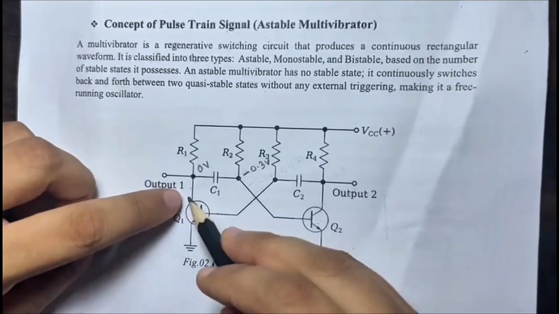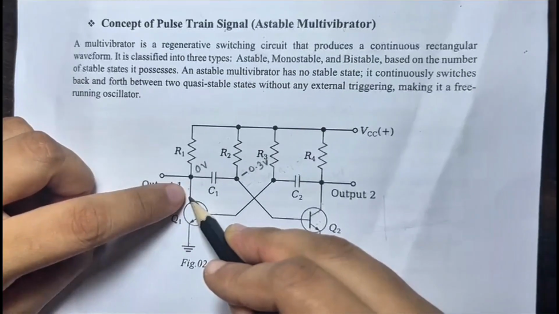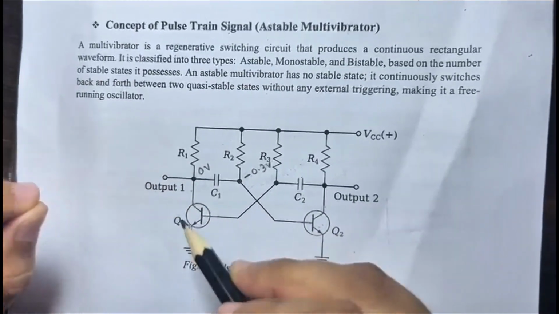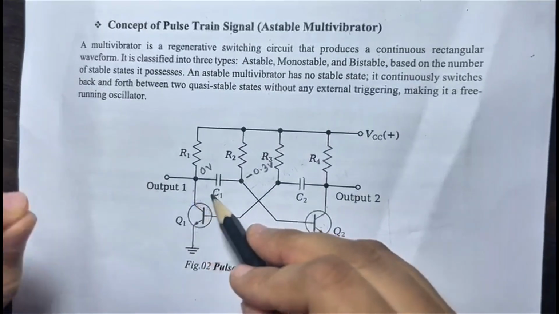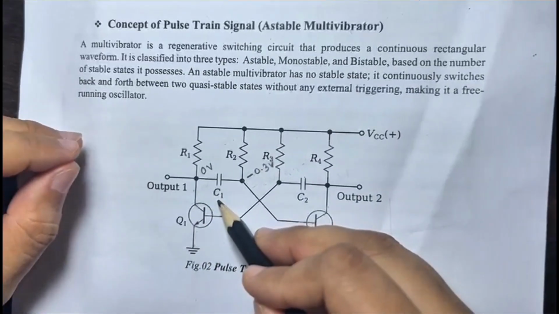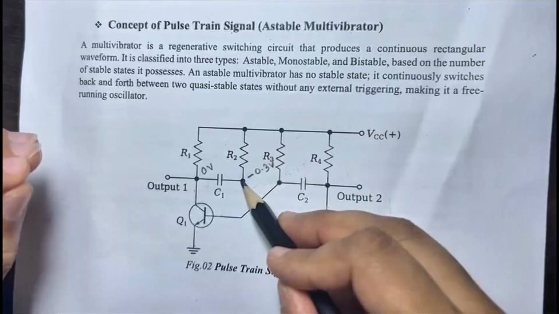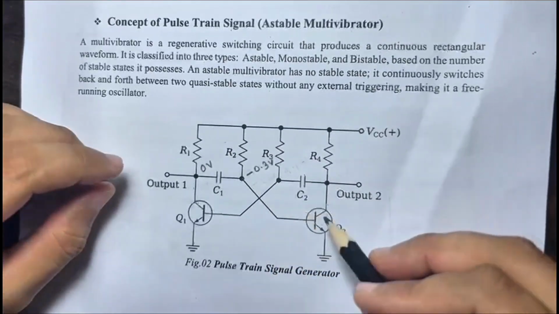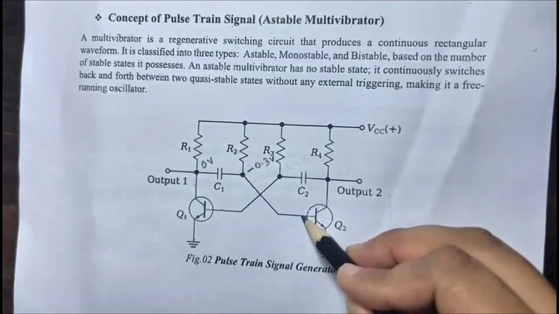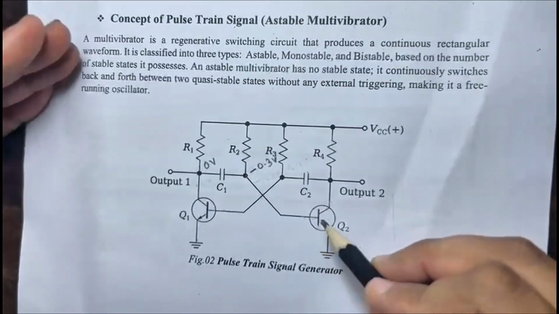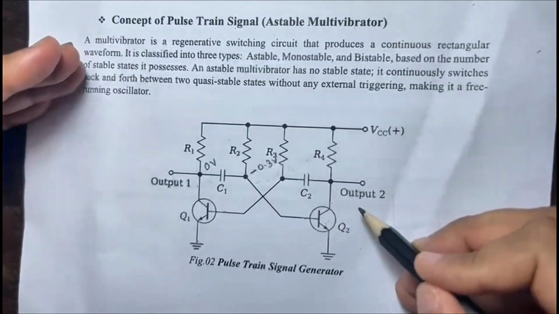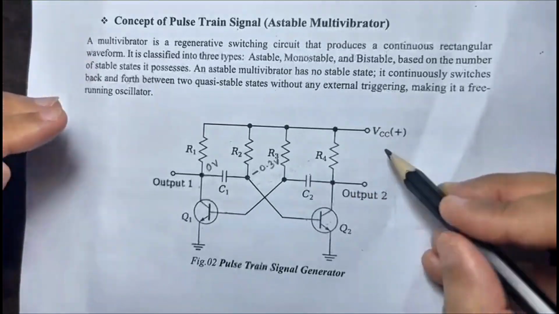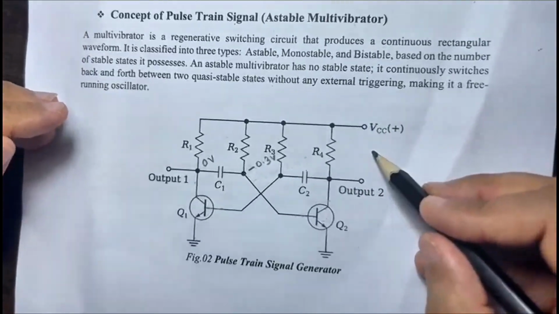That means the voltage of the collector terminal will be equal to the voltage of the base terminal, that is 0 volt. That means the positive side of the capacitor C1 will be 0 volt and the negative side of the capacitor C1 will be minus 0.3 volt. As the negative side of the capacitor C1 is connected to the base of the Q2 transistor, the Q2 transistor will be in the cutoff region. So we will get our output here, that will be equal to our input voltage VCC.